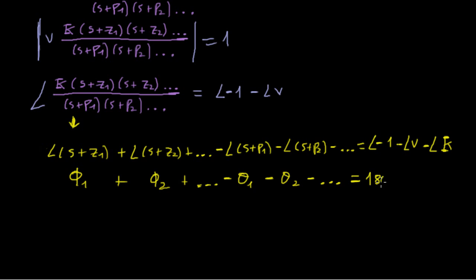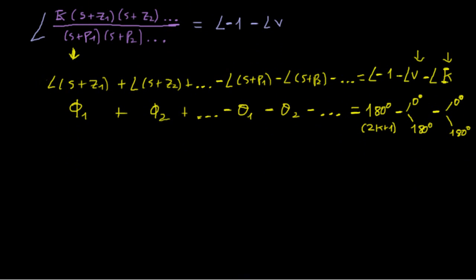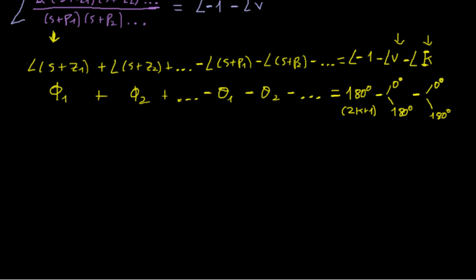This is 180 degrees, or any odd multiple. This is plus minus either 0 degrees or 180 degrees, and minus again 0 degrees or 180 degrees. It depends on the signs of V and K. Okay, now let's see the graphical interpretation of this equation.